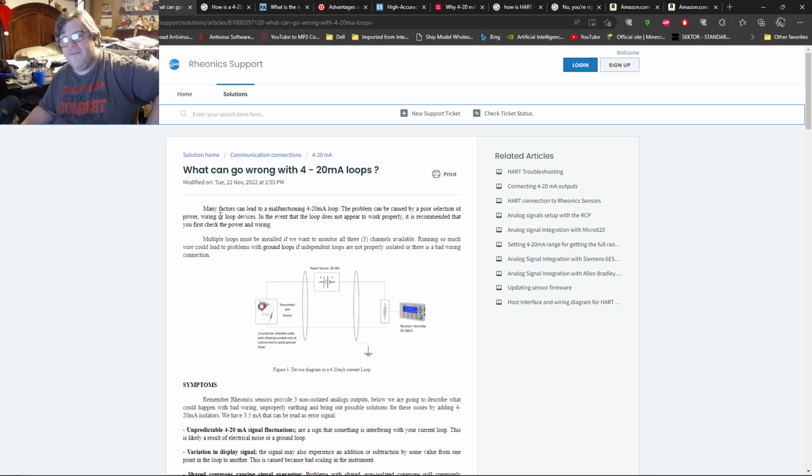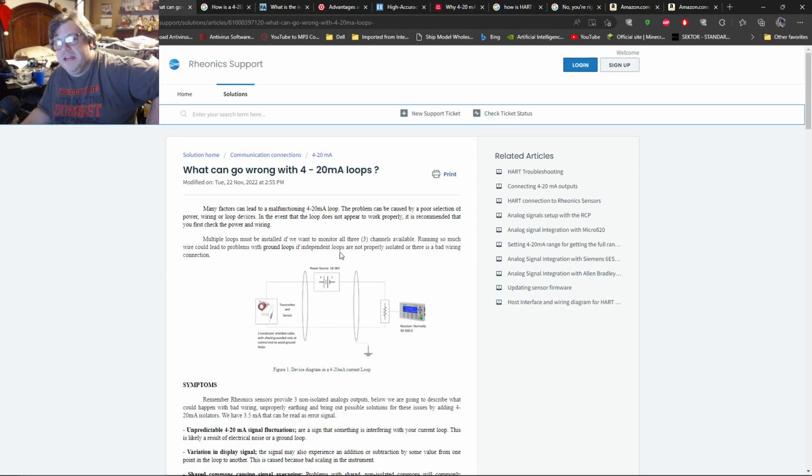All right, many factors can lead to a malfunctioning 4 to 20 milliamp loop. The problem can be caused by a poor selection of power, wiring, or loop devices. In the event that the loop does not appear to work properly, it is recommended that you first check the power and wiring. In other words, it's time to put your maintenance specifications and expertise to good use.